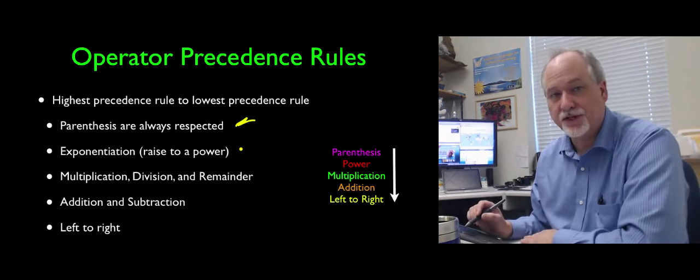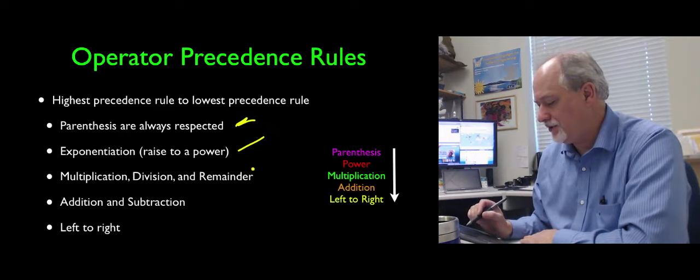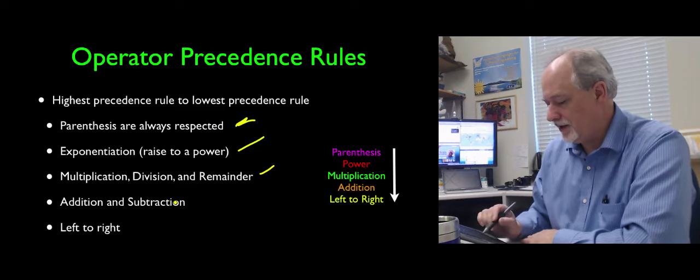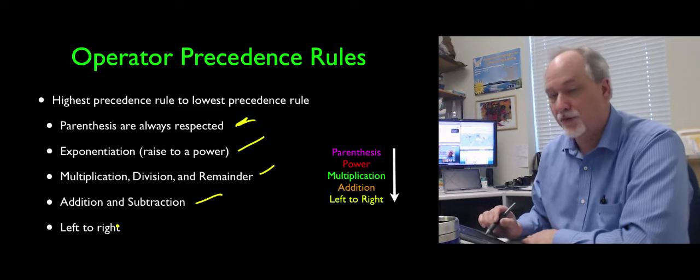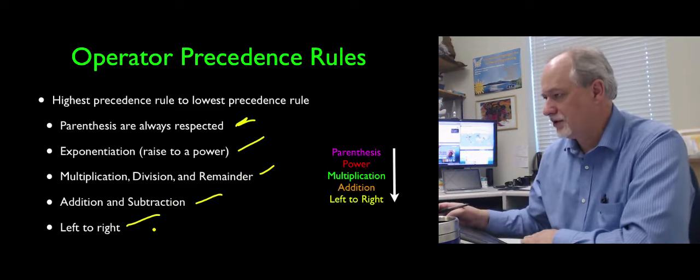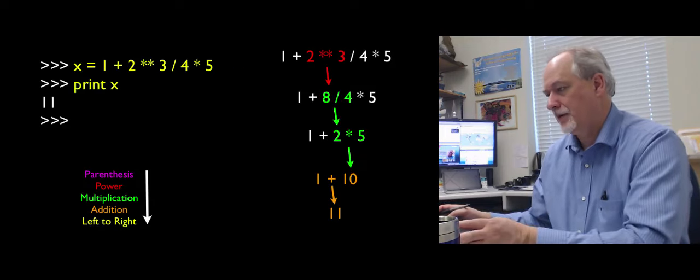Then after parentheses have been handled, it does exponentiation. Then it does multiplication, division, and remainder. And then it does addition and subtraction. And then when all else is equal, it just works left to right. So let's look through an example.